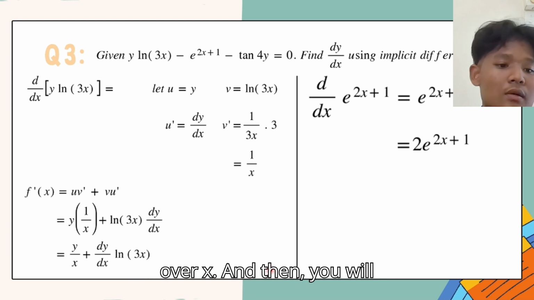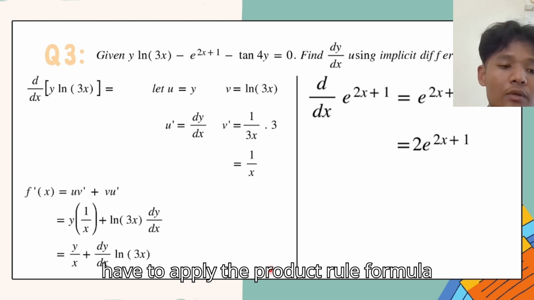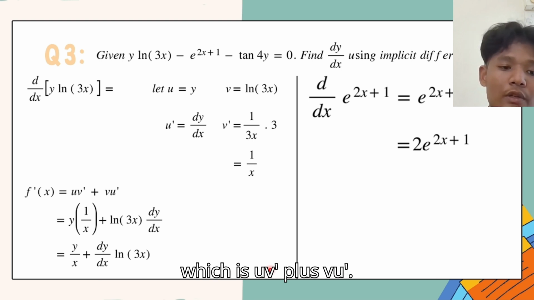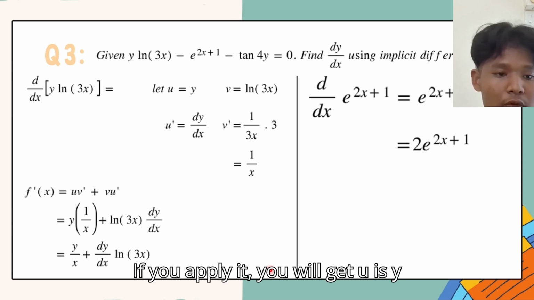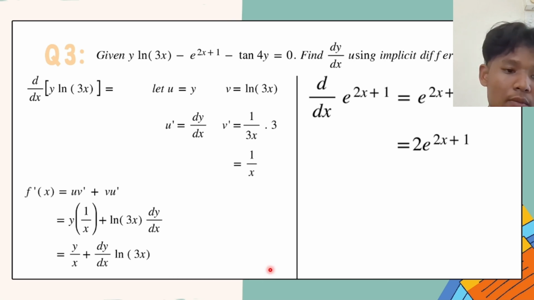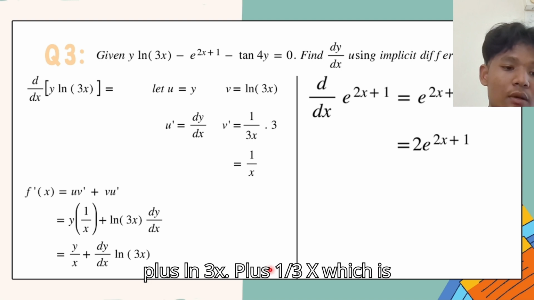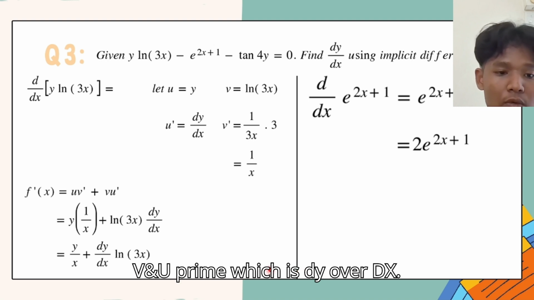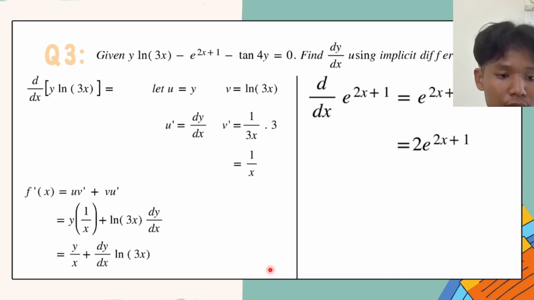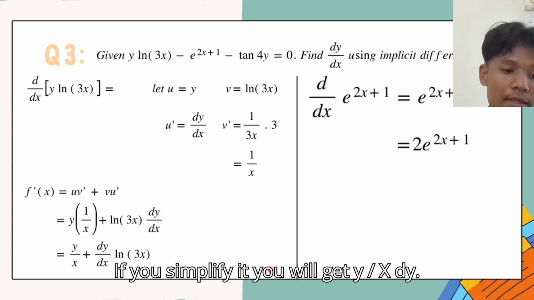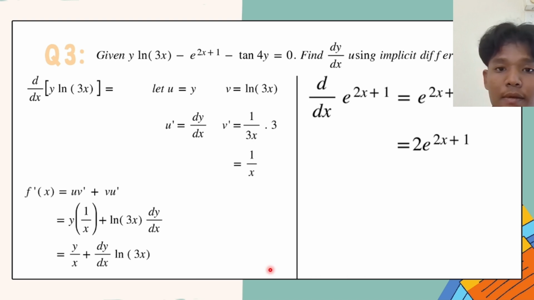And then you have to apply the product rule formula, which is uv' plus vu'. If you apply it, you will get u is y multiplied by v', which is 1 over x, plus ln 3x, which is v, and u', which is dy over dx. If you simplify it, you will get y over x plus dy over dx ln 3x.